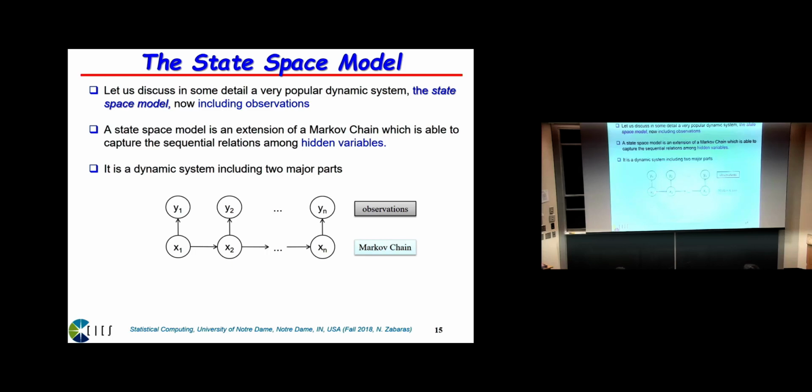So the state evolves, all right? The prior model is exactly as we had before, but now I call these states hidden variables because we don't really observe them, right?